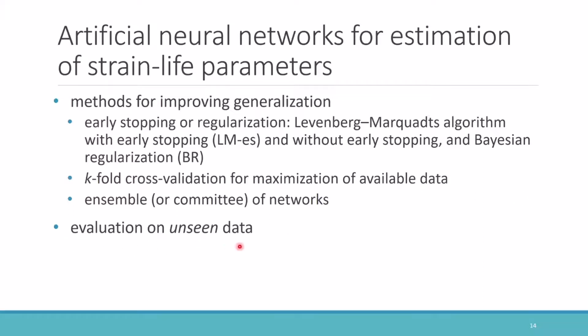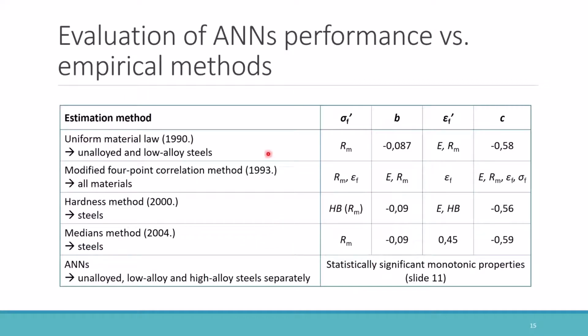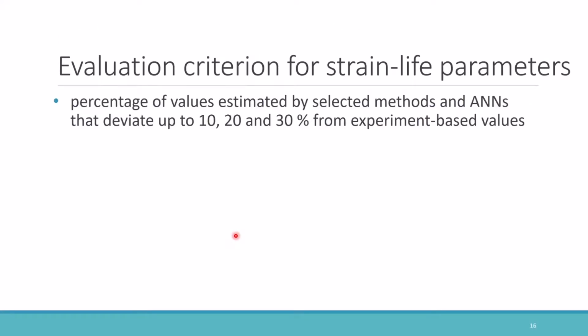Evaluations were performed on unseen data, so unseen data are those not used for development of the ANNs. We compared performance with commonly used estimation methods, so UML, the modified 4-point correlation method, the hardness method, and the medians method. For strain life parameters evaluation, we calculated the percentage of values estimated by selected methods of artificial neural networks that deviate up to 10, 12, and 30% from experiment-based values, but also for the estimation methods.